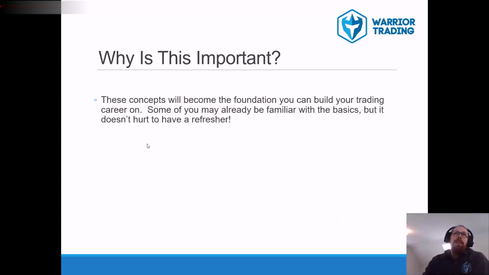Why is this important? Well, these are the concepts that really will become your foundation as a trader. We've got to build your foundation. All right, so we're going to start with the basic building blocks, and once we've got these set up, then you can start really building your knowledge off of them.